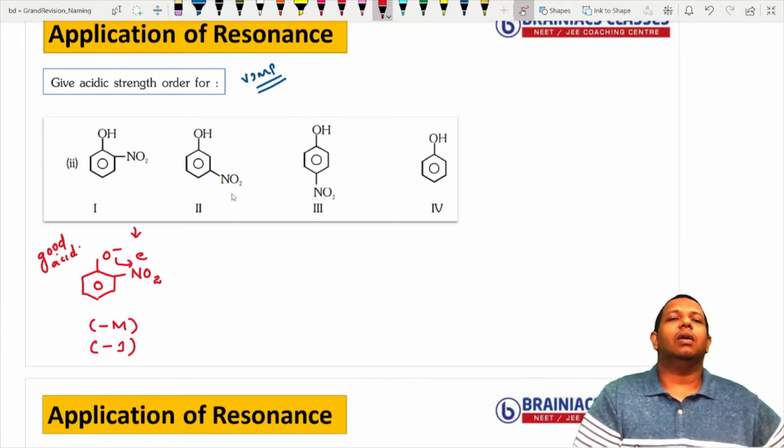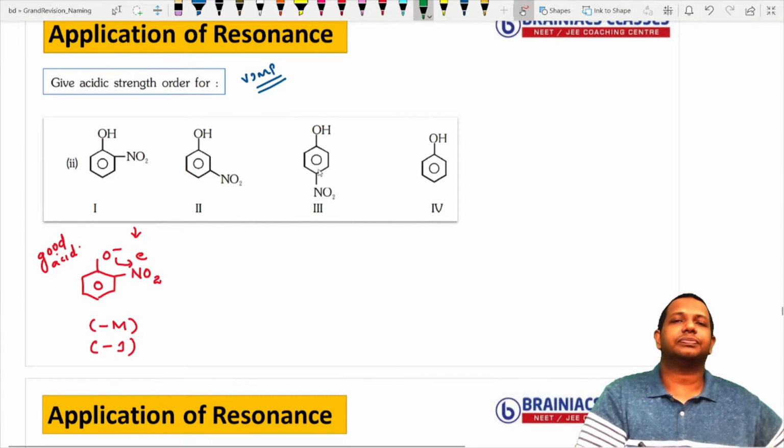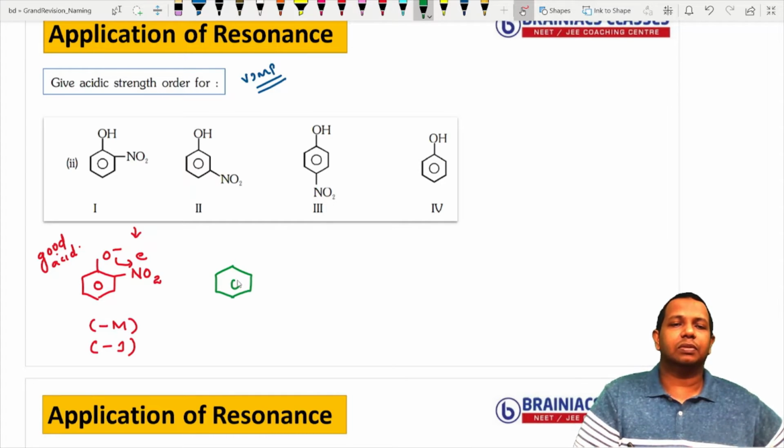Okay. Now let's go to the next species. So again you have phenolic derivative. Okay. So after giving the H plus, it becomes O minus, and you have the NO2 present at meta position. Since NO2 is present at meta position, we know minus M effect is not applicable since it is meta.